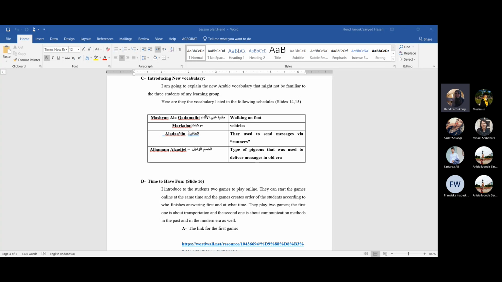It's in Arabic. First, talking about transportation and communication in the old era versus the modern era. Then I talk to them about the reasons. For example, a human being now can move from one country to another in a few hours.